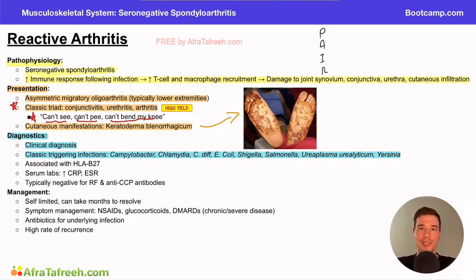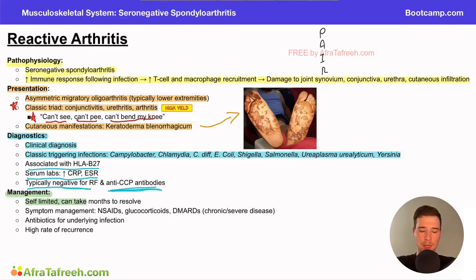Now, also important to know, this is a seronegative spondyloarthritis, and we've previously talked about how these are associated with the HLA-B27 gene. This is also an inflammatory condition, so we're going to see increased inflammatory markers such as CRP and ESR. And again, it's a seronegative spondyloarthritis, so it's typically negative for rheumatoid factor and also negative for the anti-CCP antibodies.